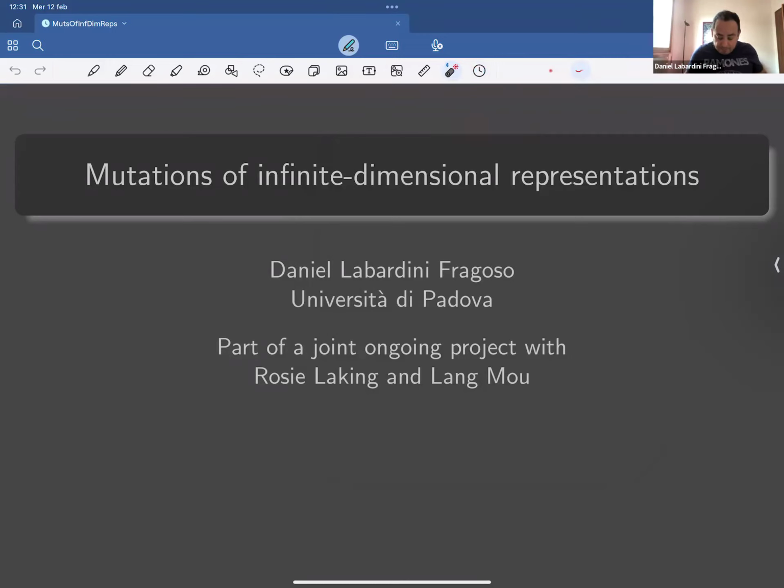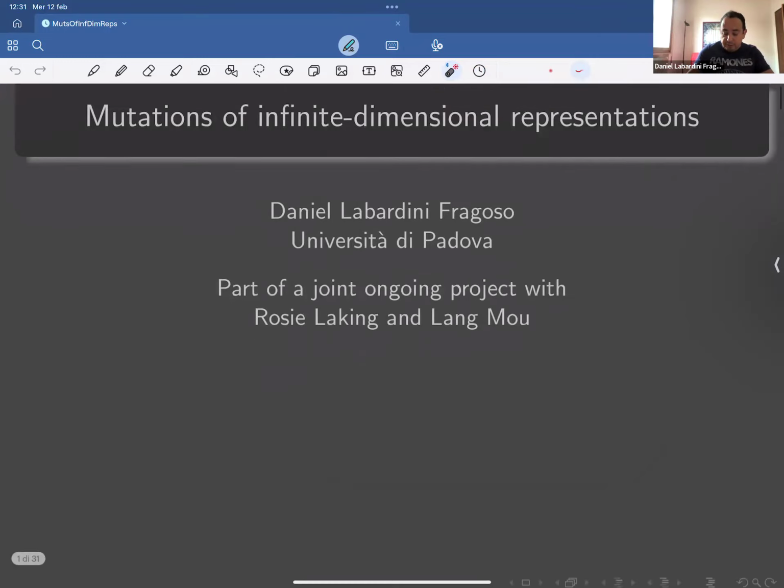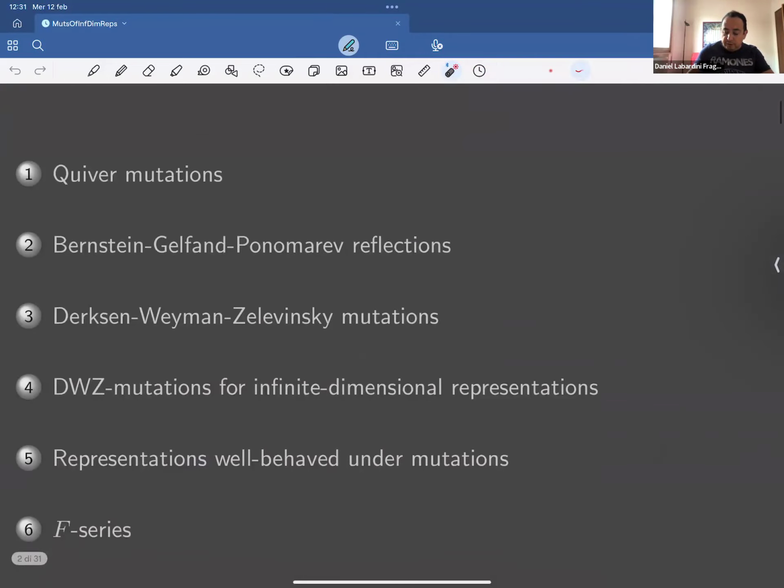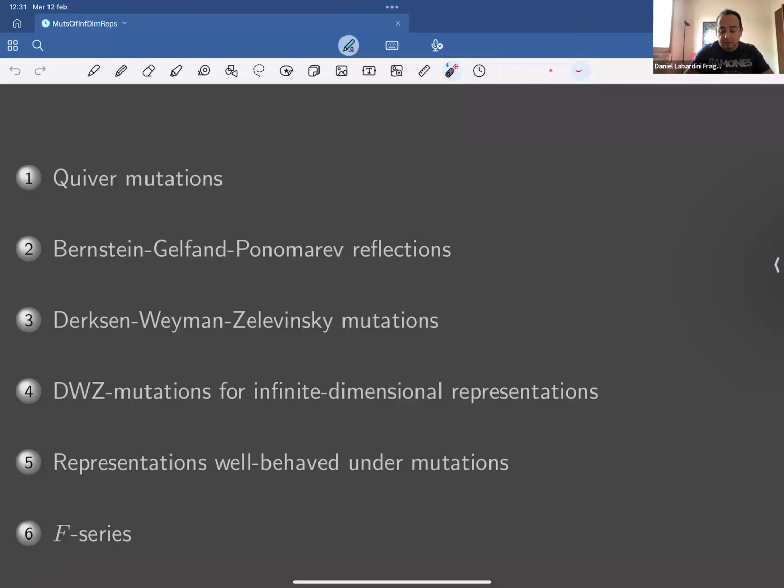So I'm going to talk a bit about part of a project that I have with Rossi Laking and Lang Mo about mutations of infinite dimensional representations that, roughly speaking, consist in extending Derksen, Weyman and Zelevinsky's mutations of finite dimensional representations to the infinite dimensional setting, where the representations are allowed to be infinite dimensional.